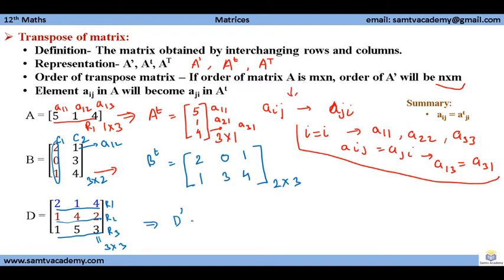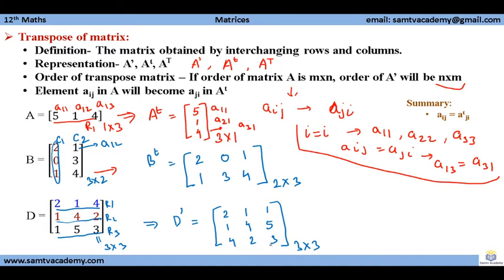D transpose will be equal to the rows changed to columns. So the first row will become the first column. The first row is 2 1 4, we will make it column 2 1 4. The second row is changed to a column, it will become 1 4 2. Similarly, the last row will become a column, it will change to 1 5 3. It will become a column and the order will be 3 by 3.